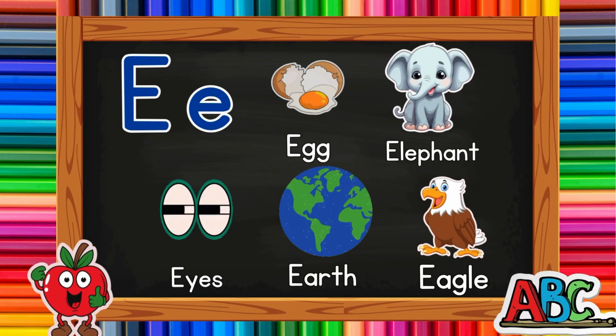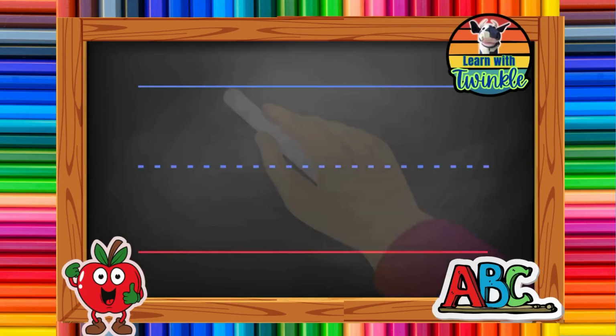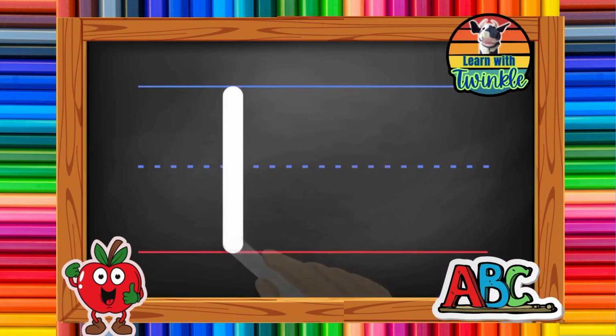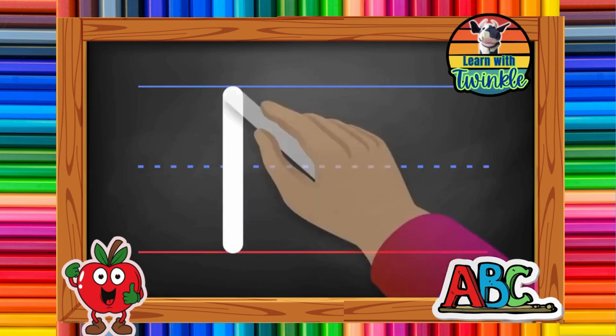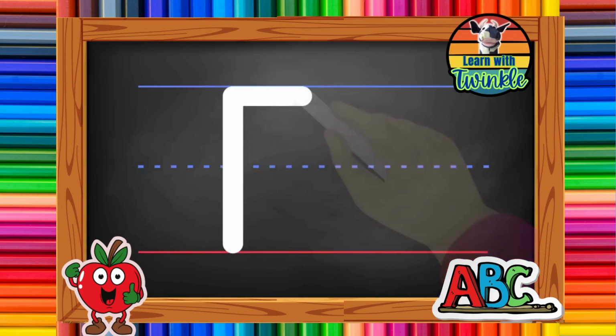Super, friends. Move to the next letter, F. Uppercase F. Draw a straight line down, then draw two short lines across. One at the top and one in the middle.